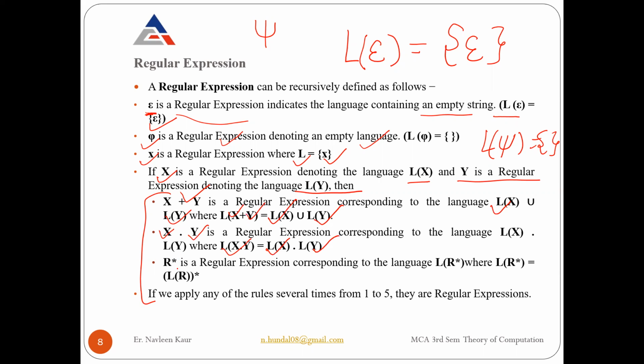Okay. If R star is a regular expression, this is a random example. R star, I will explain later what these stars are. So the language of R star will be language of R star. Only it has only R's with it. So if any of these rules we apply, how many rules we have? 1, 2, 3, 4, 5. And if any language satisfies all these rules, it means those are regular expressions.